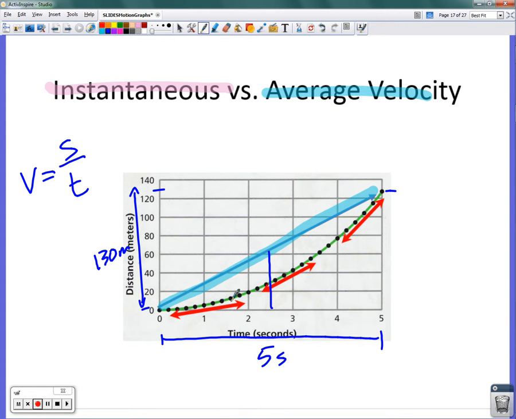Instead of speeding up like the green graph is doing, if we could take an object moving at a constant velocity, remember, straight lines like that blue one represent constant velocities. If we could go at the constant velocity that is equal to the slope of that blue graph, we would end up in exactly the same spot at exactly the same time as the object that was speeding up. Differences between instantaneous versus average.